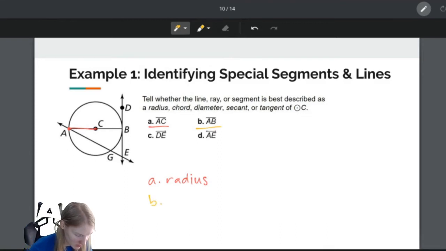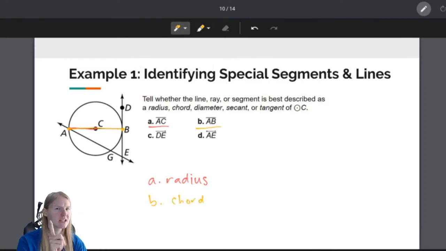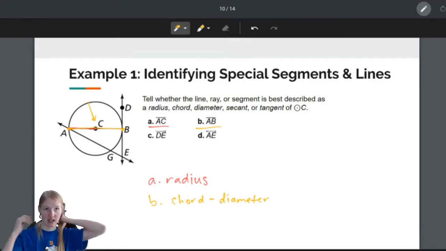Next is AB, so we have A here and B here. Let's see, AB is a segment with both its endpoints on the outside of the circle, so that is a chord. But we can get even more specific than that because it goes through the center of the circle. We had a special name for a chord that goes through the center of the circle, and that is a diameter. So it is a chord, but we can get even more specific and say that it is a diameter. Wonderful.